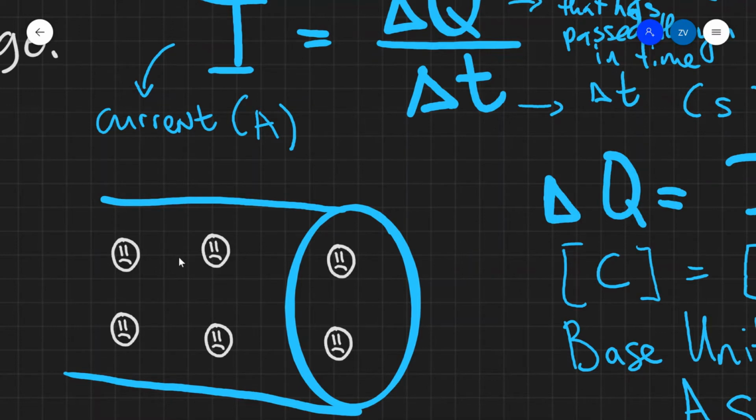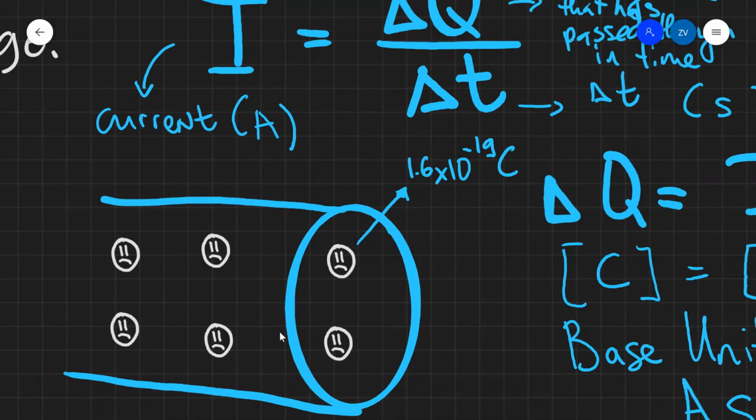So let's imagine that in this current over here, if we were to zoom in, eventually we'll be able to see some negative electrons. And the individual charge of each one of these is exactly 1.6 times 10 to the power of minus 19 coulombs. So that means that this electron here has a charge of 1.6 times 10 to the power of minus 19. This one here as well, this one here as well, they're all exactly the same.